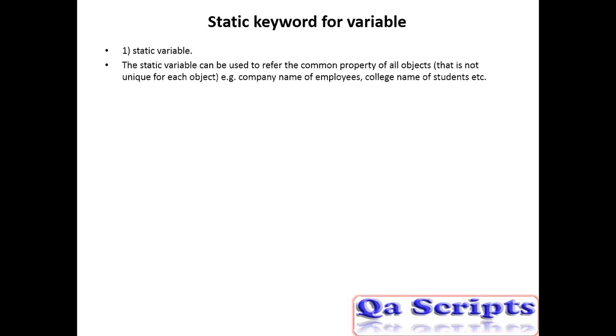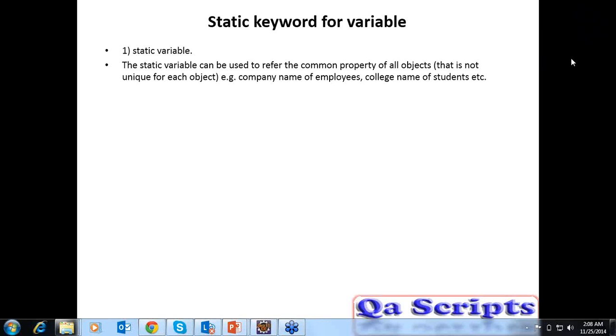Let's try to understand if we use static for a variable, how it behaves and how we can use it in a class. If we use static for a variable, the variable can be used to refer to a common property of all objects that is not unique for each object. For example, the company name of employees or the college name of students. The company name would be the same for all the employees. Like that, the college name would be the same for the entire student group.